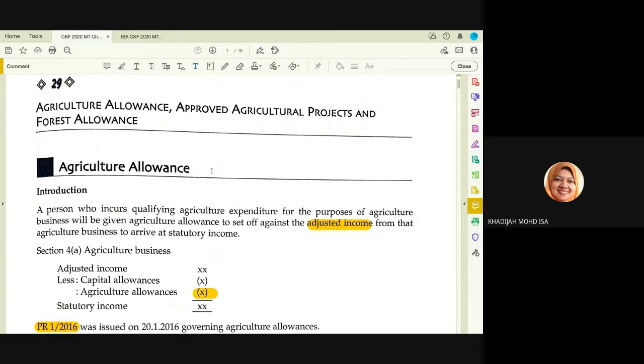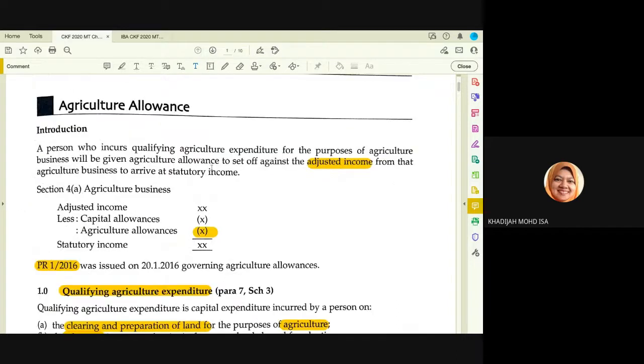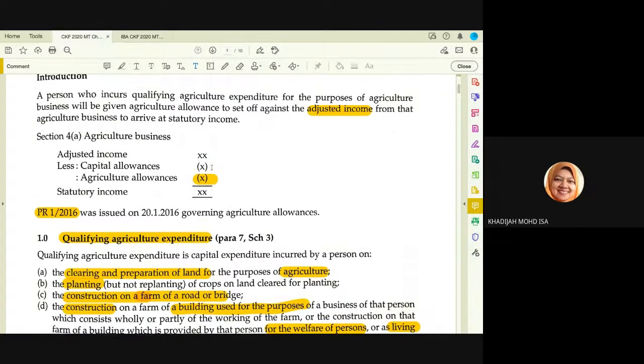So agriculture allowance is similar, whereby we give you allowance on the capex incurred in your agriculture business, right? Later we look at the definition, what do you mean by agriculture business? The composition is similar, whereby given adjusted income, you can minus your capital allowance and agriculture allowance. Agriculture allowance is given as additional allowance. So in your composition, you can have adjusted income minus capital allowance of plant and machinery, industrial building allowance, and now agriculture allowance, provided that you are in the agriculture business. Then only you can claim agriculture allowance.